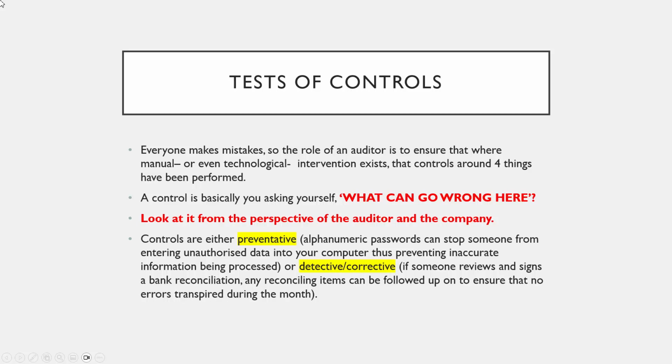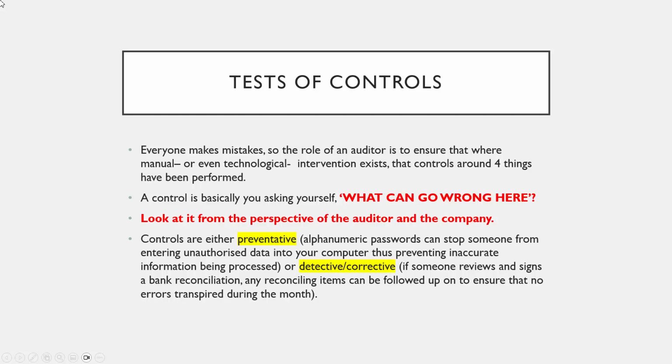Controls have 3 characteristics. They're either preventative, they're either detective, or they are corrective. A preventative control is one that stops something from happening before it even happens. So if I say the company needs to have alphanumeric passwords that stop someone from entering unauthorized data onto your computer, that means we need to audit the fact that this company has this policy in place.